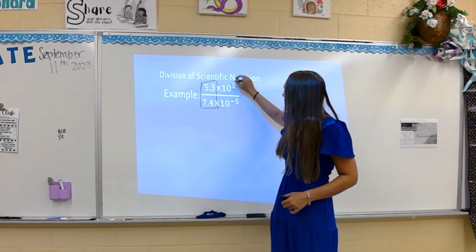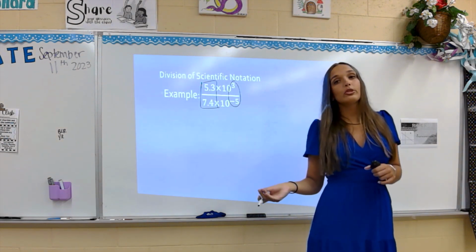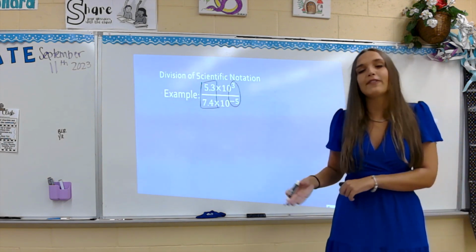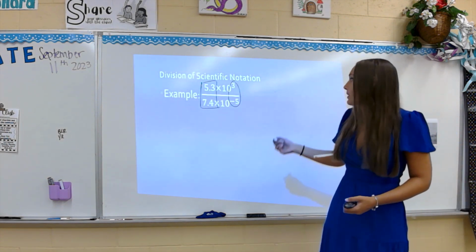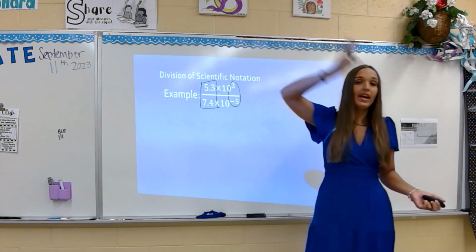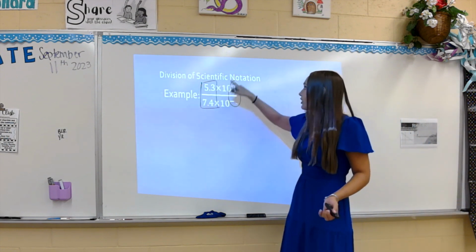And then I have my exponents. I'm going to circle them so I remember what I'm working with. Just like for multiplication, when we multiply the factors, for division, we're going to divide the factors, which makes sense. So I'm going to divide 5.3 and 7.4. For multiplication, we added the exponents. So for division, we're going to subtract.